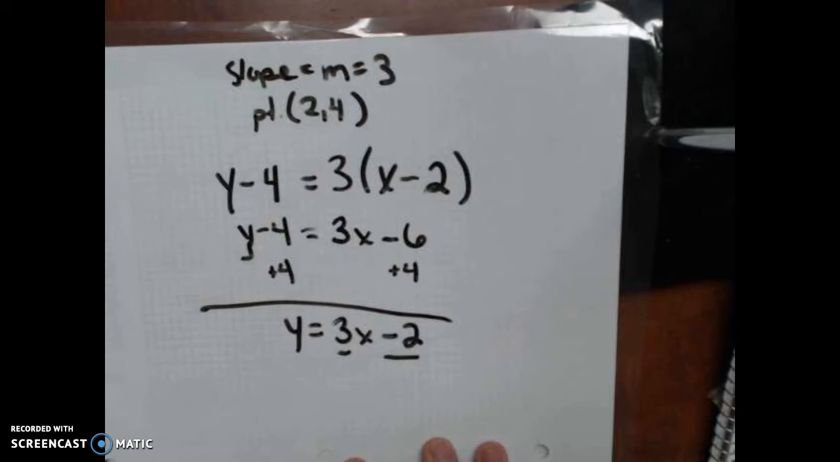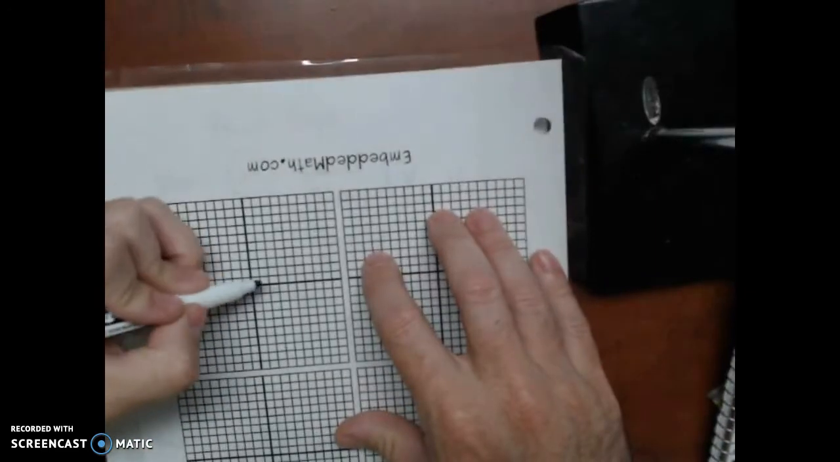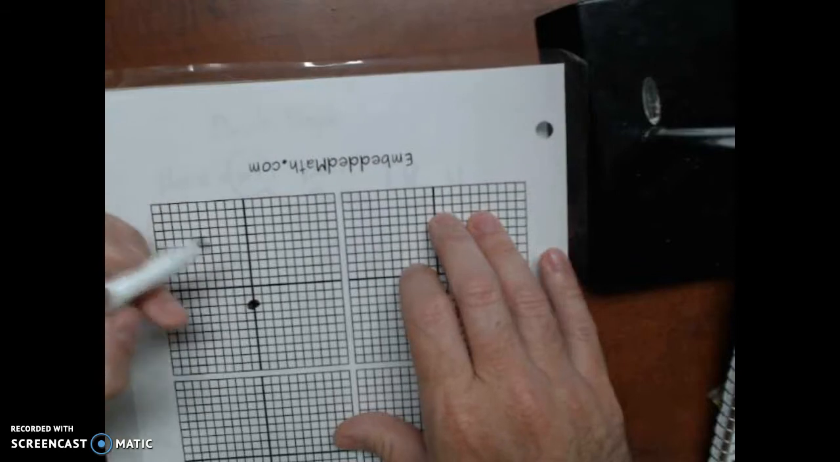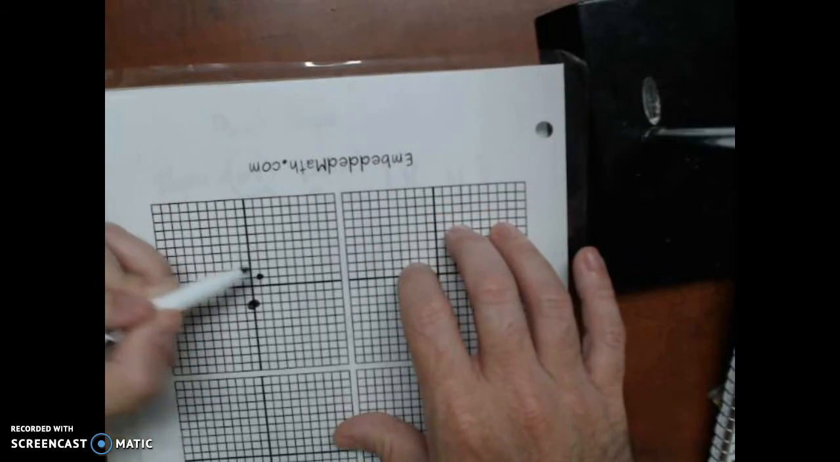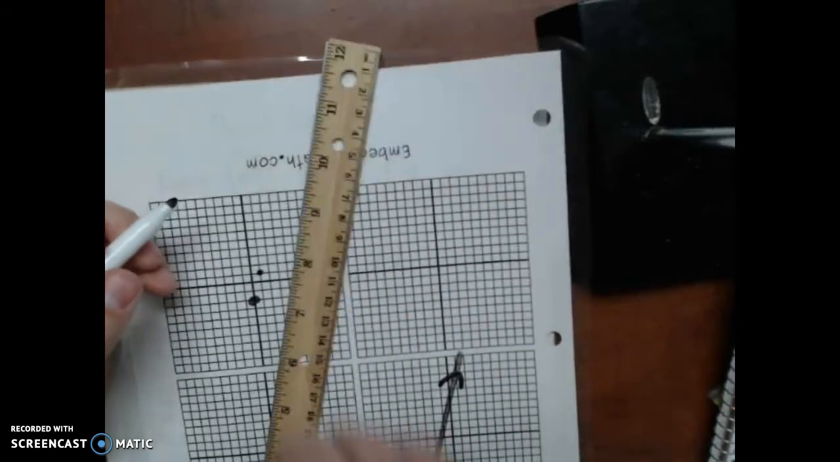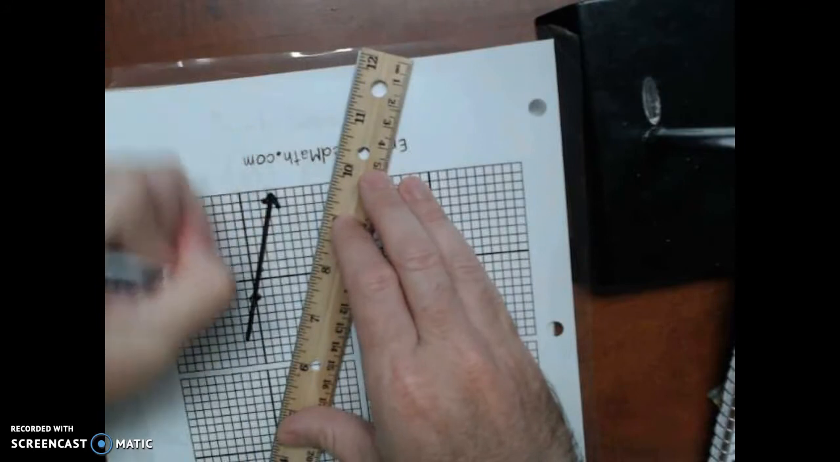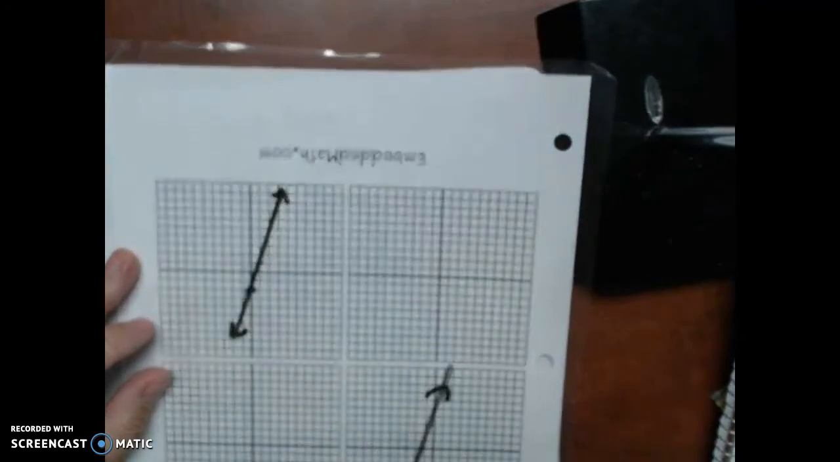So I'm going to flip the page over here. I'm going to graph that one really quickly. 3x minus 2 looks like this. Minus 2. There's our intercept for starters. And then we go up 3 over 1, straight edge, draw a line, all done with that.